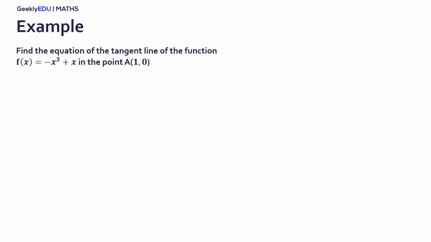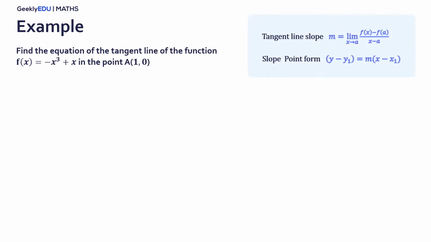We are going to find the equation of the tangent line of the function f of x equal to minus x cubed plus x at the point (1, 0). We will use the tangent line slope and the point-slope form. If you don't remember the last one, you can study this topic in one of the videos of this channel called point-slope form. Okay, let's begin.